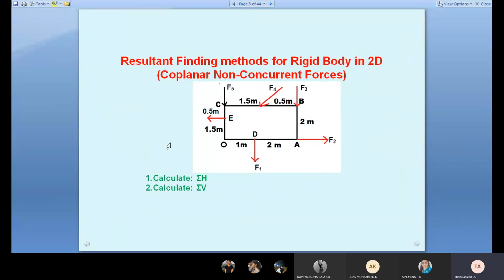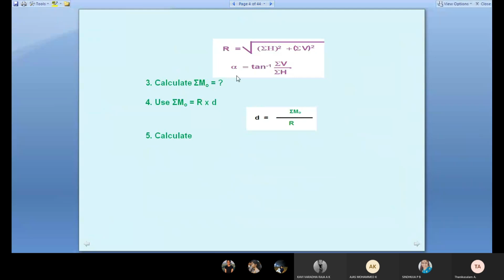This is for the resultant finding method. You have to calculate summation of H, summation of V, then the resultant direction. Then additionally, you have to calculate the net moment, the resultant moment, summation of M naught. Then you calculate D, the distance. We know the individual forces' moment equals the resultant force moment. Okay, take R into D, D equal to M naught divided by R.